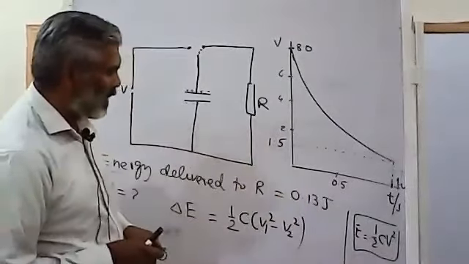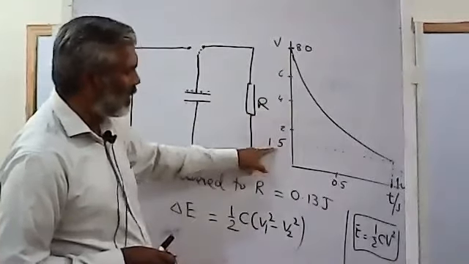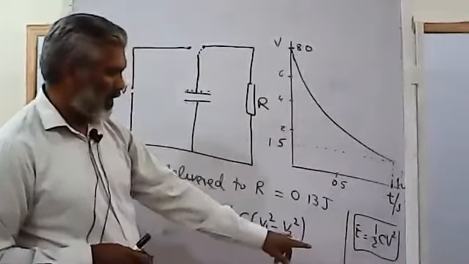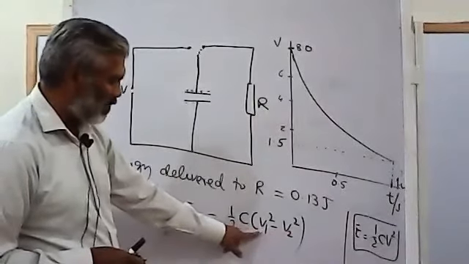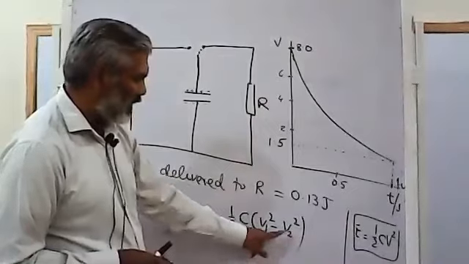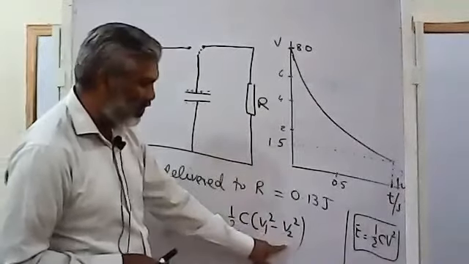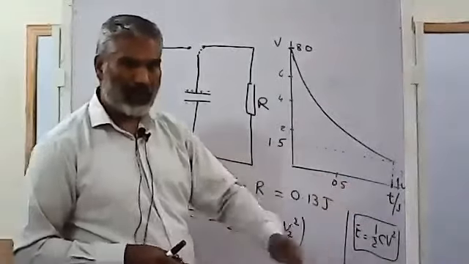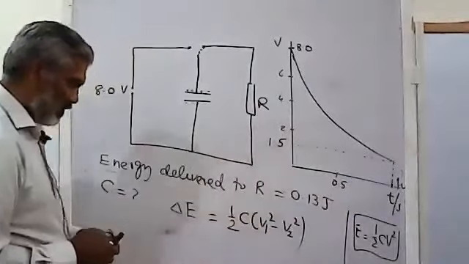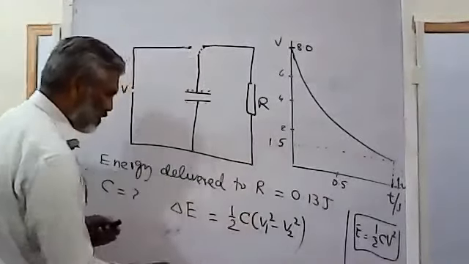Some students make a mistake here. They take the difference of these two first and then they square it. Instead of squaring 8 first and then squaring 1.5, they take the difference first, like 8 minus 1.5, and then they square it. Of course, that is different, and the incorrect result comes from that.